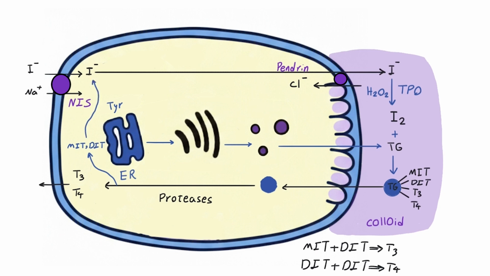This enzyme removes iodine from these molecules, and the resulting iodine and tyrosine re-enter the synthesis cycle to be reused for the production of new hormones.